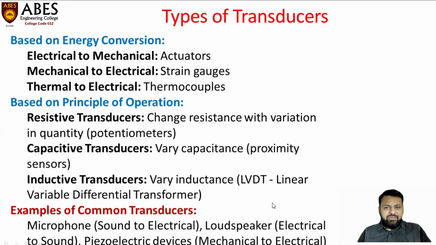Second, we can classify the transducers based on the principle of operation, like the resistive transducer, which works on the change of electric resistance with the change in the physical quantity. Then the capacitive transducer, in which the capacitance of a particular device changes when something is happening nearby that particular transducer, like a proximity sensor.